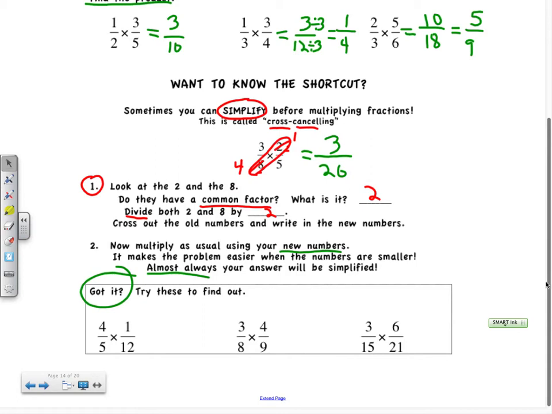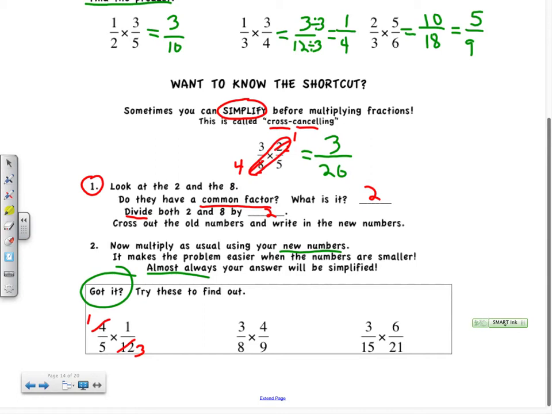So pause the tape and go ahead and work quietly on your own. All right, tape was paused. Welcome back. What did you simplify the 4 and the 12 to be? What one number divides both 4 and 12? Sophia. Okay, so let's cross out the 4 and the 12. What's 4 divided by 4? And what's 12 divided by 4? So I'm going to use my new numbers of 1 and 3 because 4/12 simplifies to 1/3.